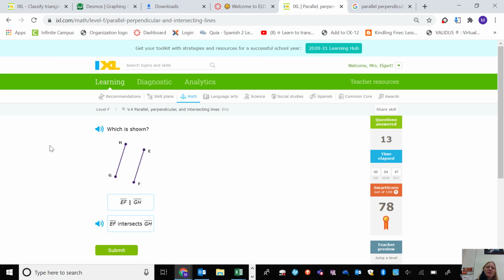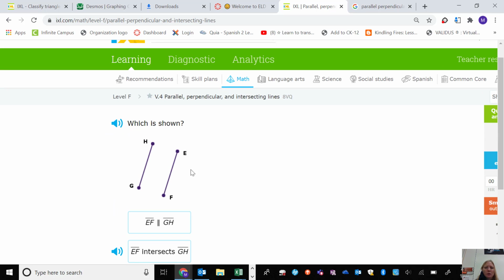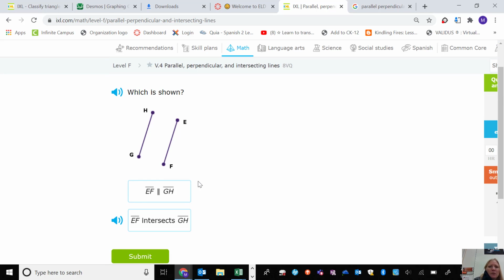Okay, now this one's a little bit different. It says, which is shown? So if you notice, this little symbol here, this little symbol means parallel, and this word is intersecting. So are these two parallel or are they intersecting? Well, looking at it, these two are parallel.